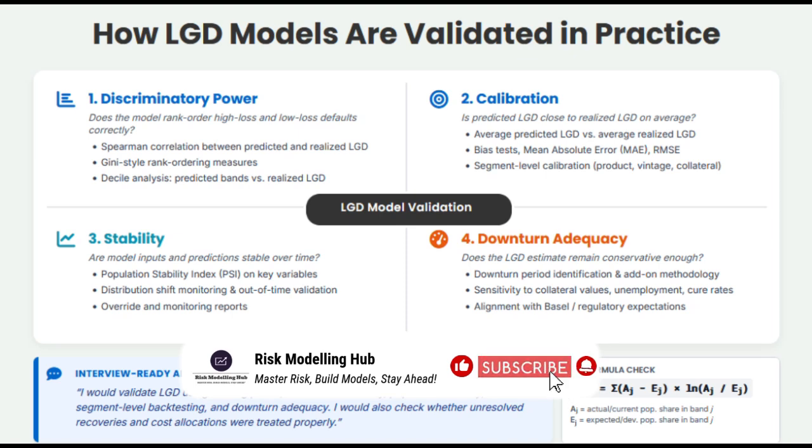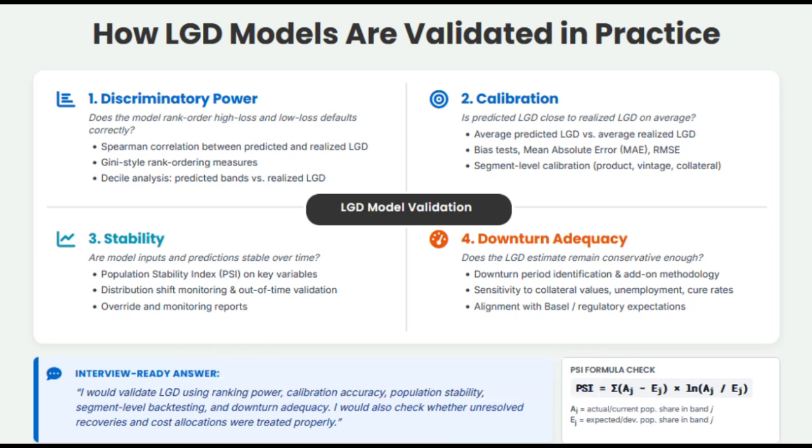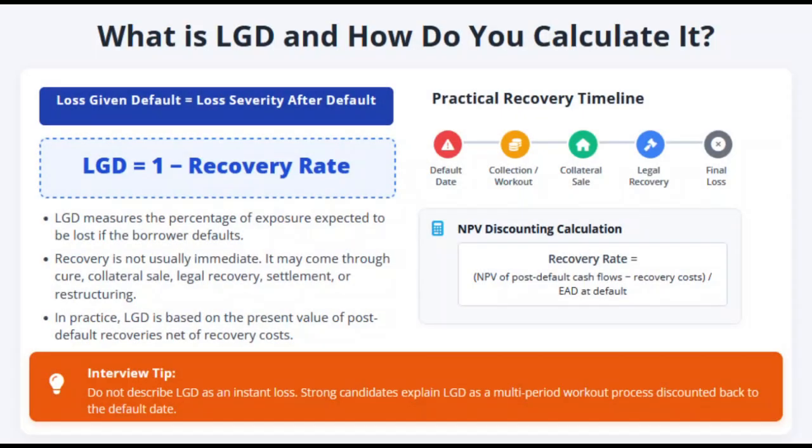Calibration: is predicted LGD close to the realized LGD on average? Stability, using a metric called the Population Stability Index. And downturn adequacy: does the LGD estimate remain conservative enough? So all these questions should be answerable at the time of validation.